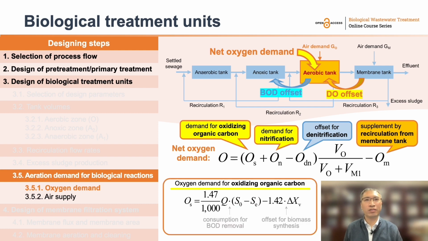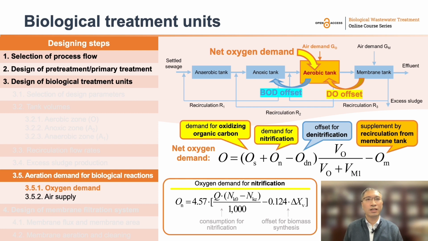The oxygen demand for oxidizing organic carbon can be calculated according to the consumption for BOD removal, subtracted by the offset due to utilization of BOD for biomass synthesis. Here, 1.47 is the ratio of ultimate BOD to 5-day BOD. 1.42 is the equivalent oxygen demand per unit biomass. Delta XV is the rate of biomass discharge from the system.